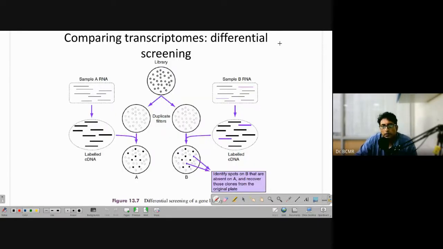So here are some of the other things which is for screening. And as a matter of fact, we are supposed to still discuss cDNA libraries. I think we have skipped the cDNA libraries. We have to do the gene libraries.